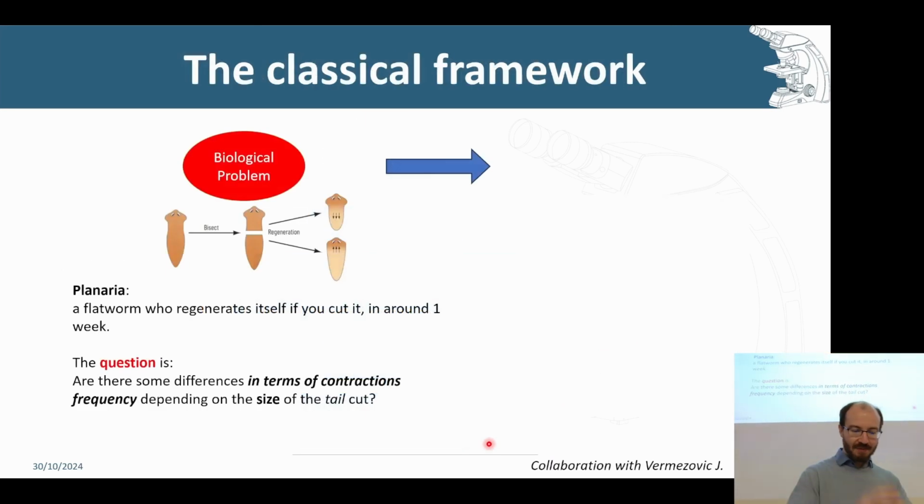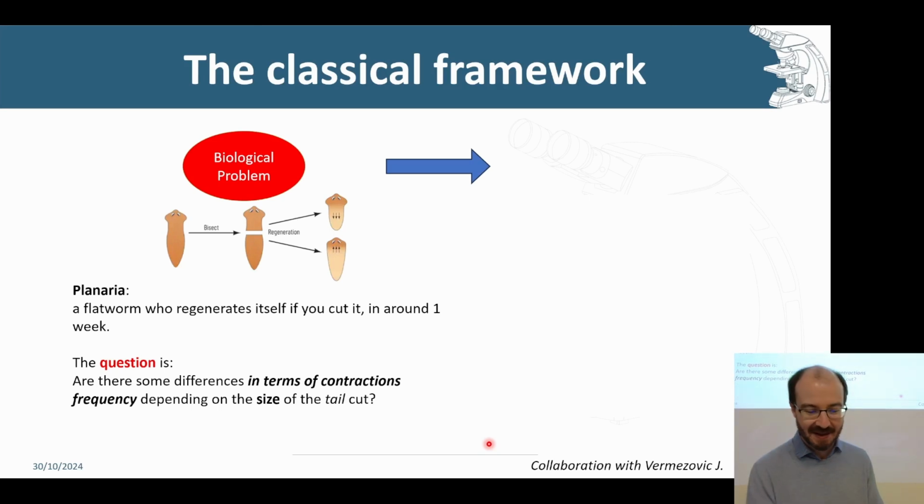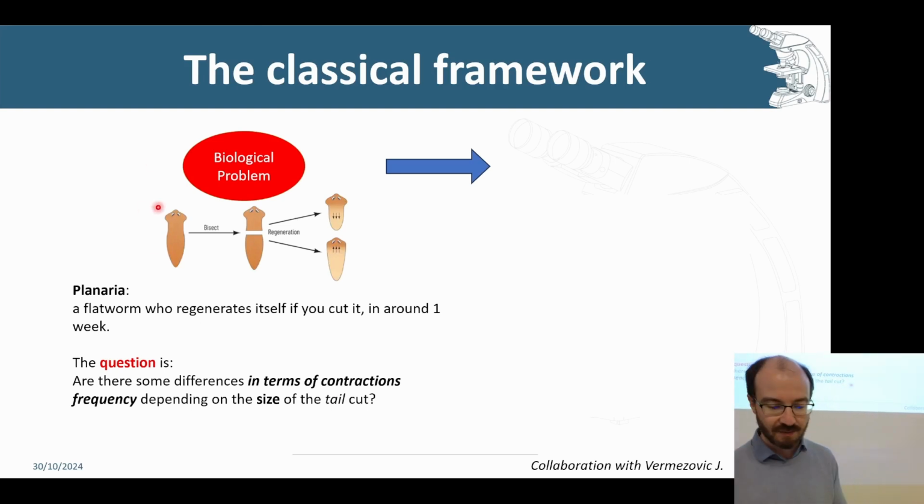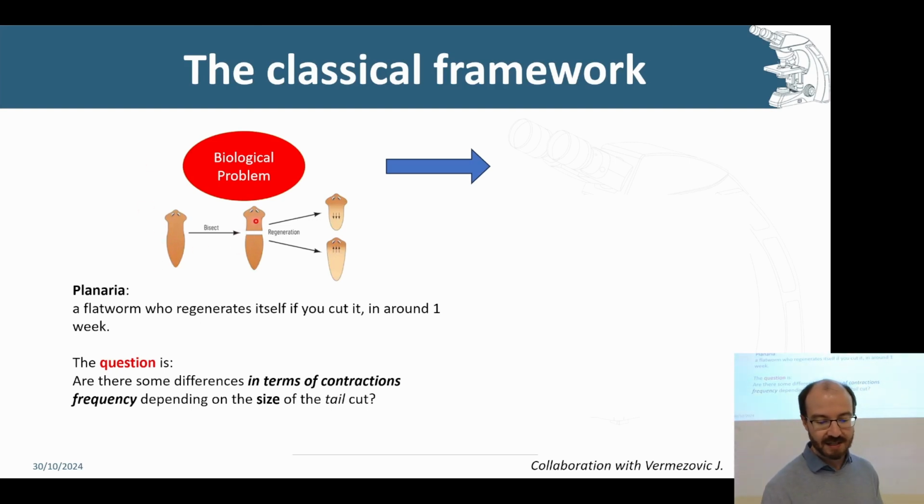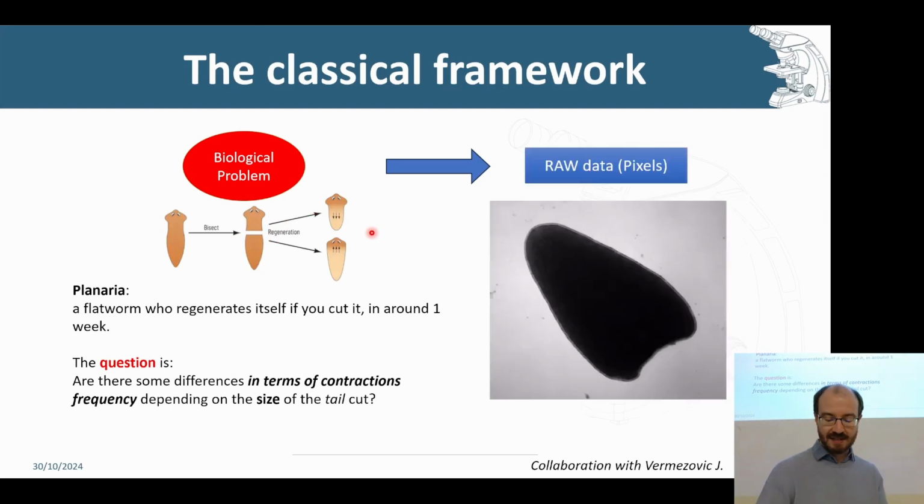Okay, so from this biological framework, let's just use an example. This is not my example. This is, I think, my colleague Emmanuel, who presented the course in Uganda's example. But let's take this flatworm, the planaria, I believe it's called. It regenerates itself in around 1 week if you cut it. And the question is, are there some differences in terms of the contraction frequency depending on the size of the tail cut? So you've got your little worm there, you cut it somewhere, and then eventually it will form 2 worms in this case. But you want to know, it's going to have this kind of contraction pulsating thing going on.